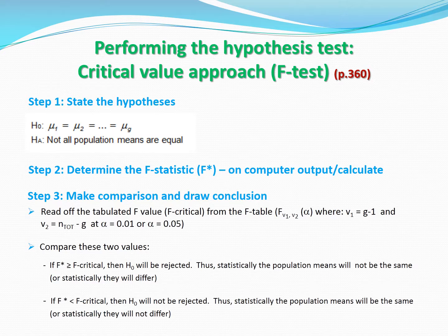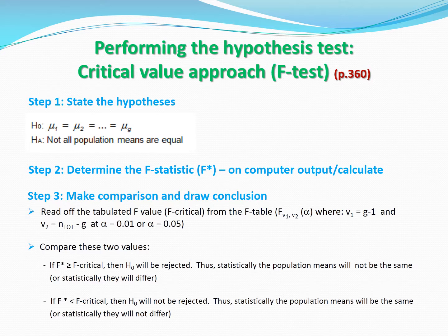Then in step 2, we determine the F statistic. So either you can read that off from the computer output in your ANOVA table if it's given, or if that was one of the missing values on your output, then you need to calculate that. Then in step 3, you make your comparison and draw your conclusion.